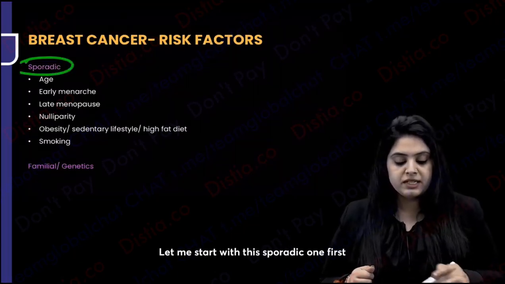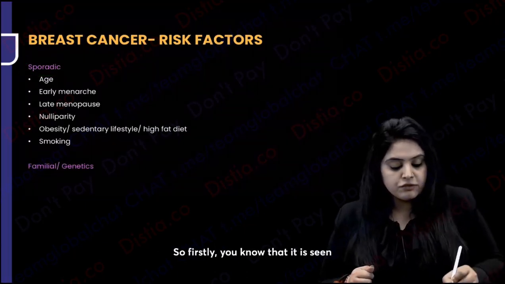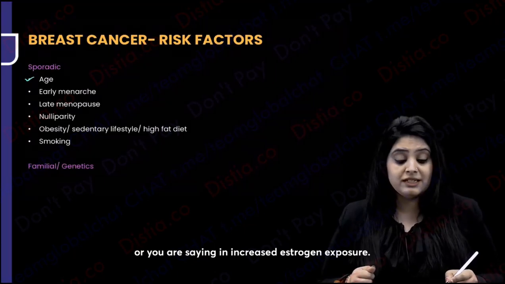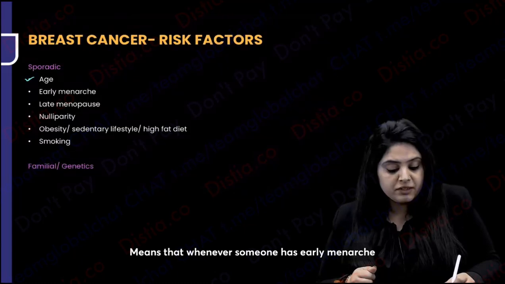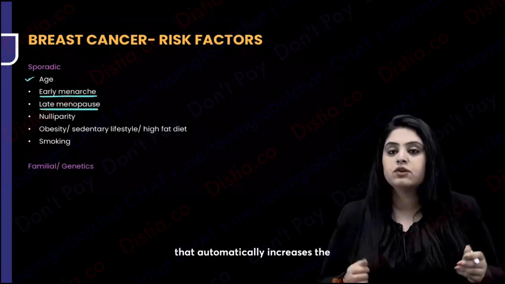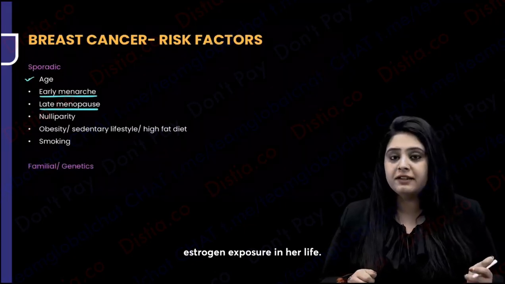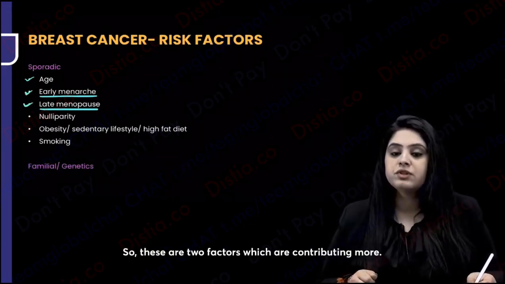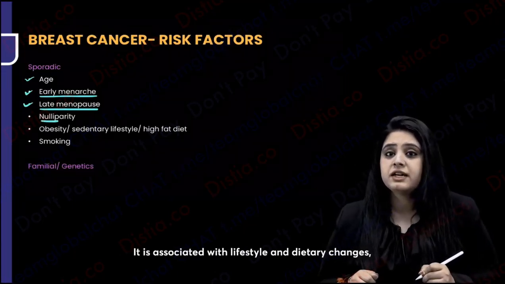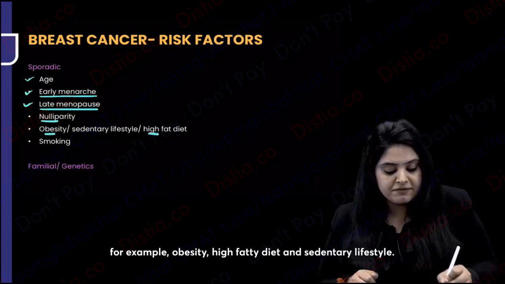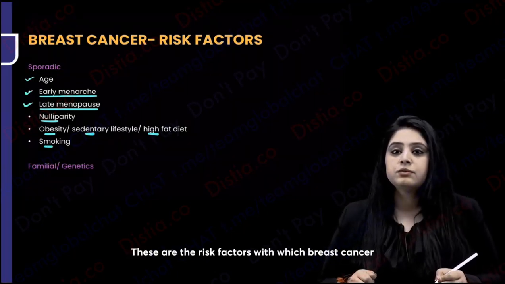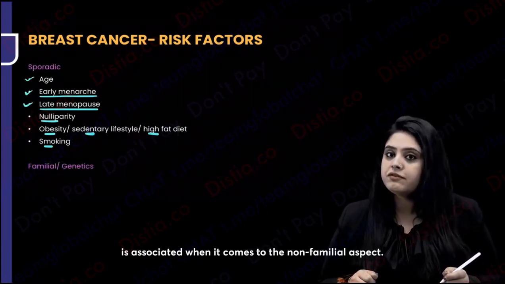So let me start with the sporadic one first, because it's quicker to finish off. So firstly, you know that it is seen with advancing age, and you are seeing increased estrogen exposure. Means that whenever a female has early menarche and late menopause, that automatically increases the estrogen exposure in her life. So these are two factors which are contributing more. Apart from that, this is also associated with nulliparity. It is associated with lifestyle and dietary changes, for example, obesity, high fatty diet, and sedentary lifestyle. Also another lifestyle factor, that is smoking.